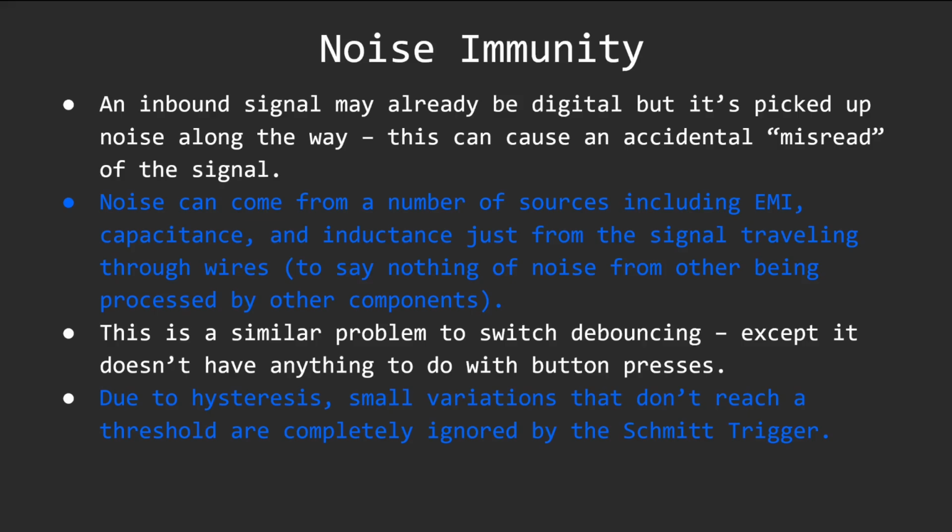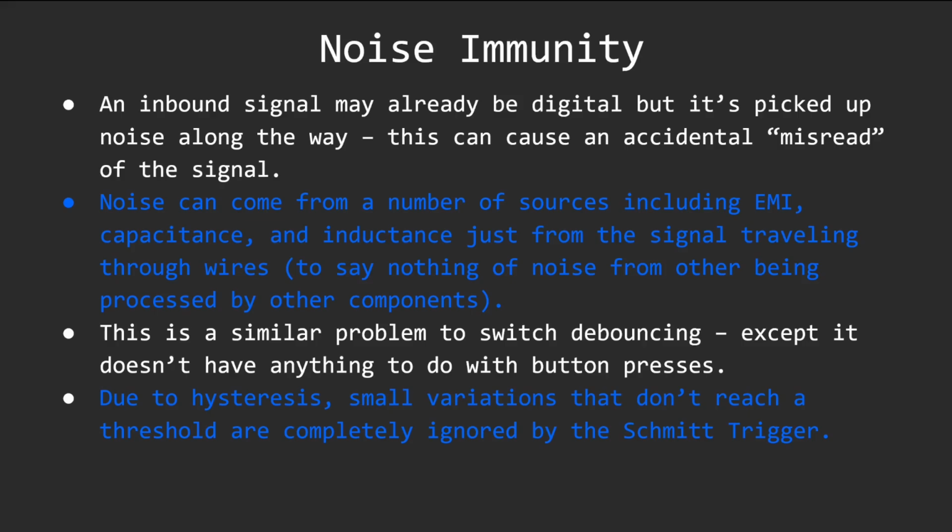The noise itself could come from a number of sources: electromagnetic interference, capacitance, inductance, just from the signal traveling through the wires. We talked about a lot of this when we talked about intro to wires, to say nothing of any noise that might be from processing by other components. This is kind of a similar problem to switch debouncing, except it doesn't have to do with actual button presses.